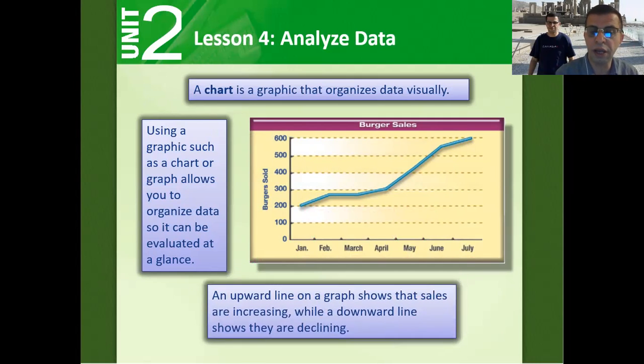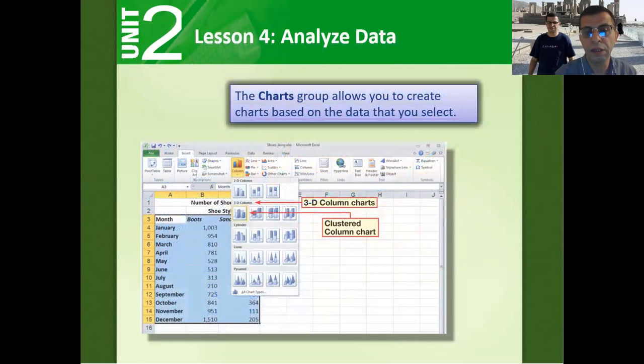An upward line on the graph shows that the sales are increasing, while a downward line shows the sales are declining. So a chart group allows you to create a chart based on the data you're going to select. And you find the chart is once again Insert Column Chart, and you find all the charts there. You select them and you insert.